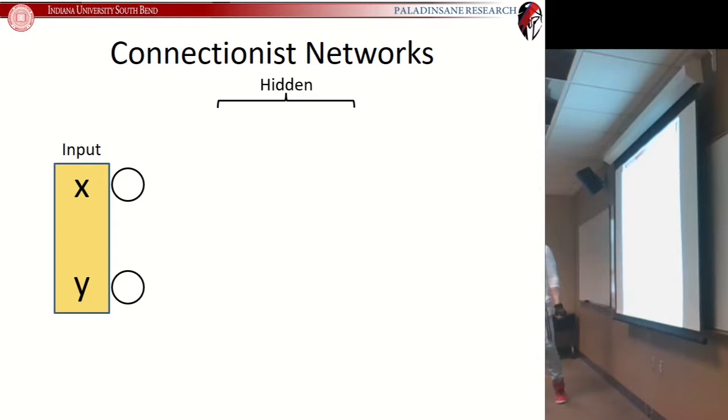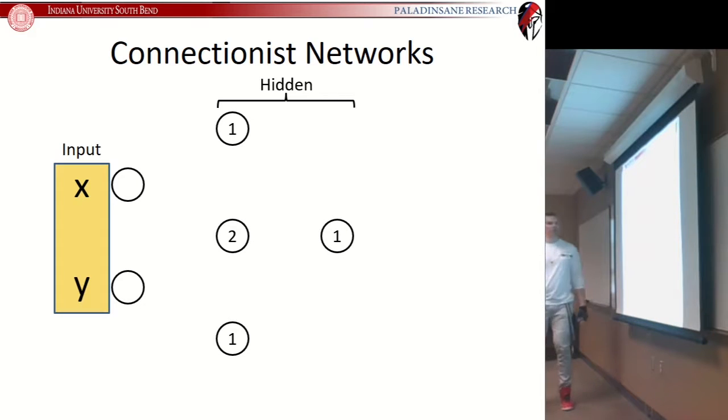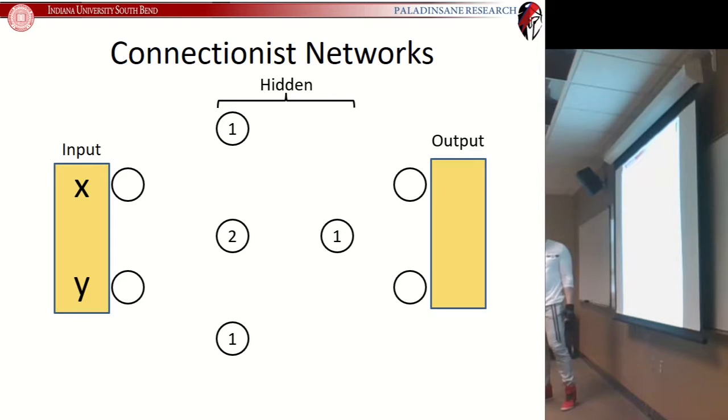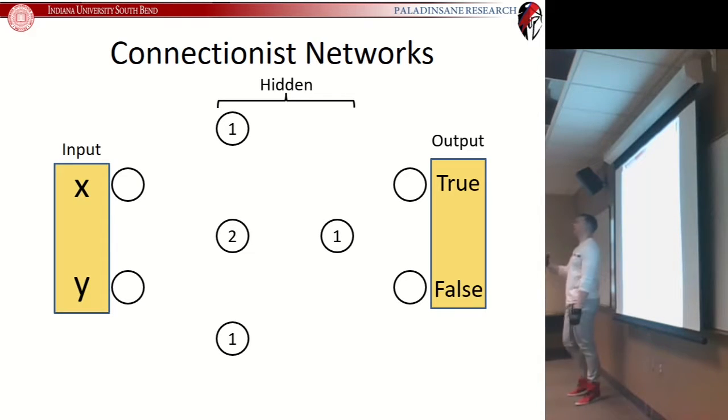We got hidden layers. We got 2 levels of hidden layers. So those are the hidden units right there. And then we have our output units over here. And those output units will either be true, you followed the rule, you have X, or you have Y, you have at least one, but you don't have both, or it'll be false. You violated the rule.